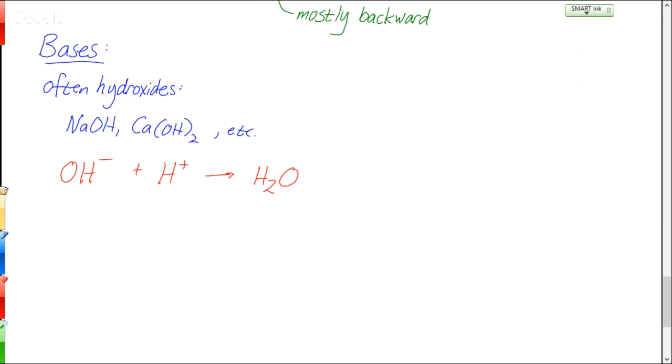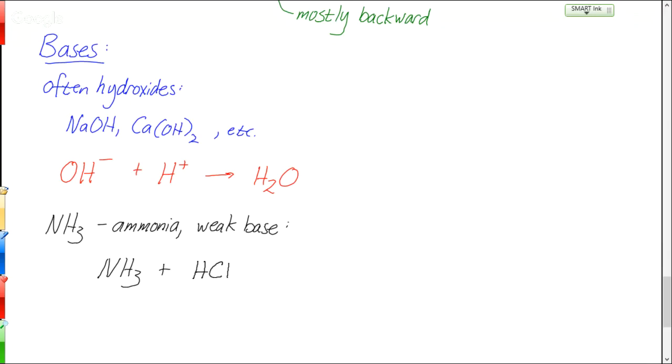There are other types of bases too. So one we saw earlier is ammonia, which is a weak base. Ammonia acts as a base by accepting hydrogen from acids. So if ammonia reacted with HCl, let's say, it would form NH4 plus and Cl minus. So it would take the hydrogen from the HCl. So that's the way that ammonia can act as a base.